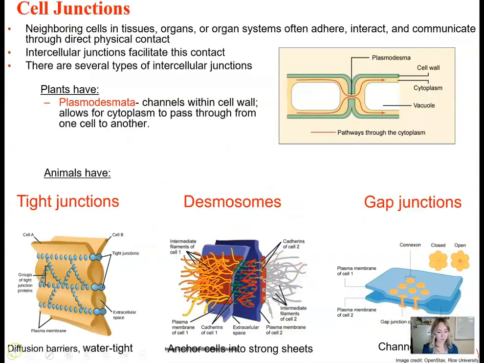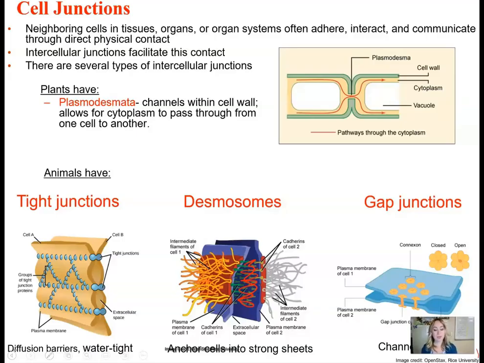and then of course you have tissues coming together into organs. So neighboring cells and tissues and organs, organ systems, they need to be able to talk to one another. They need to be able to make close connections, adhere, interact. So through that physical contact, therefore, we observe these different types of cell junctions.